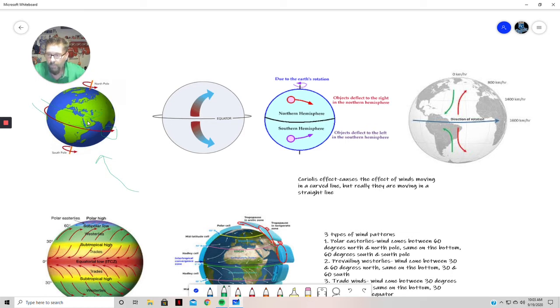So on a general day, the winds move from the east to the west, and because of the Coriolis effect, and I'll put this up here, you can see it, but our weather patterns typically move from southwest to northeast.